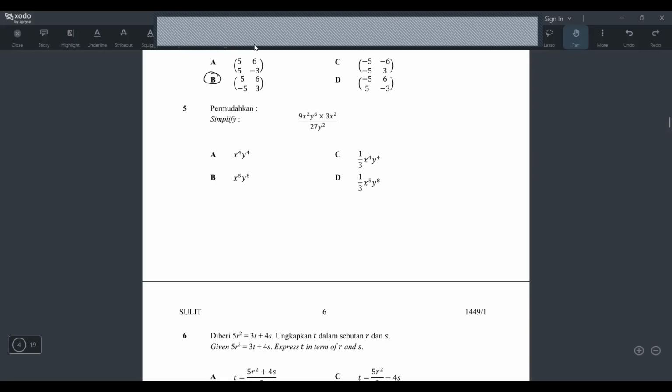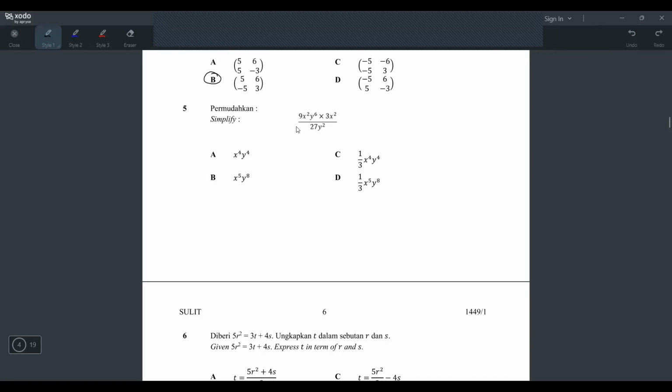Okay, let's continue. Number 5. This one is indices. Okay, so they want to simplify this, right? Before we do this, we have to know some formulas. The first formula I'll give you is, if I give you A power M times A power N, if the base is the same and in the middle is multiplication, the powers we must add, right? But if the base is the same and it is division, the powers we have to subtract. Okay, this one is very important. Okay, what is the next one?